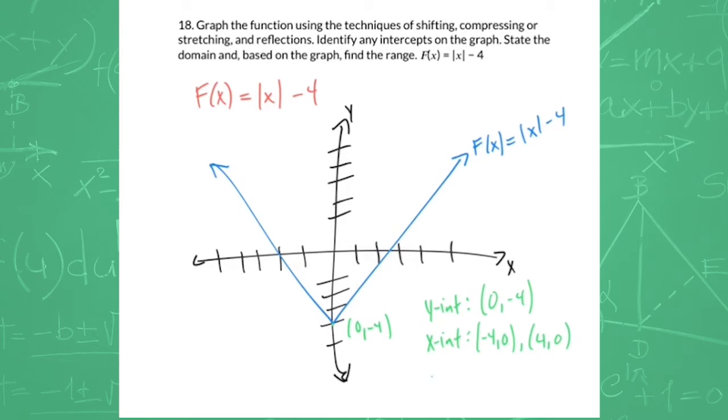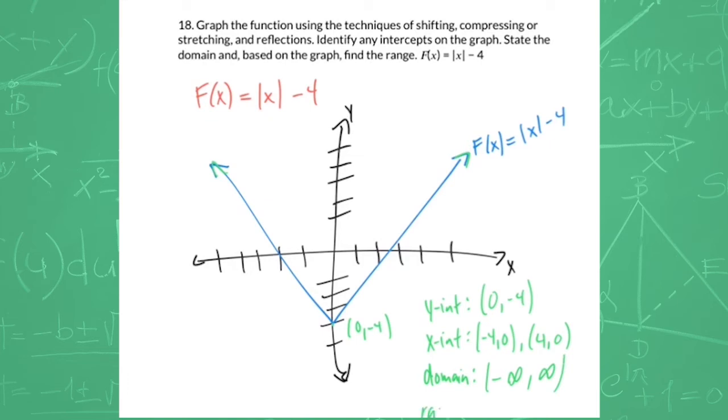Now the question wants us to determine the domain. Since the domain is the set of all possible x values, we can identify the lowest x value and the highest x value and use those as our boundaries for our domain. So when we do that, we see that we have arrows. These arrows indicate that the domain goes from negative infinity to infinity.